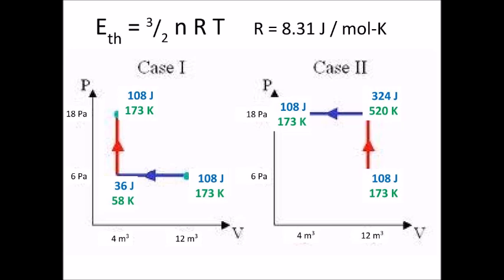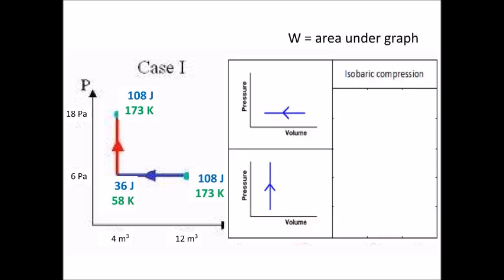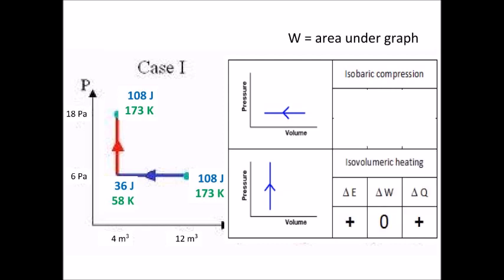So we know everything we could possibly want to know, except we don't, not yet, although we can figure it out. We can figure out more about W and Q. We'll do the isovolumeric process first because that's easier. Why is it easier? Well, because delta W equals 0. Didn't you pay attention to the last video? Delta W equals 0 for an isovolumeric process, and there it is.